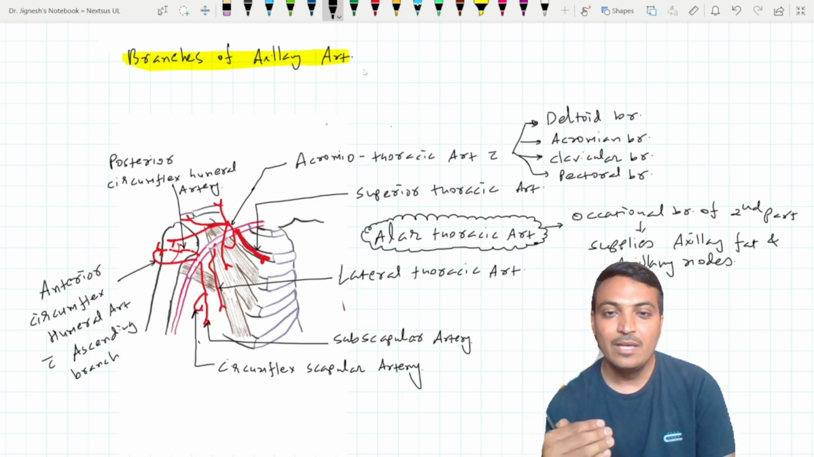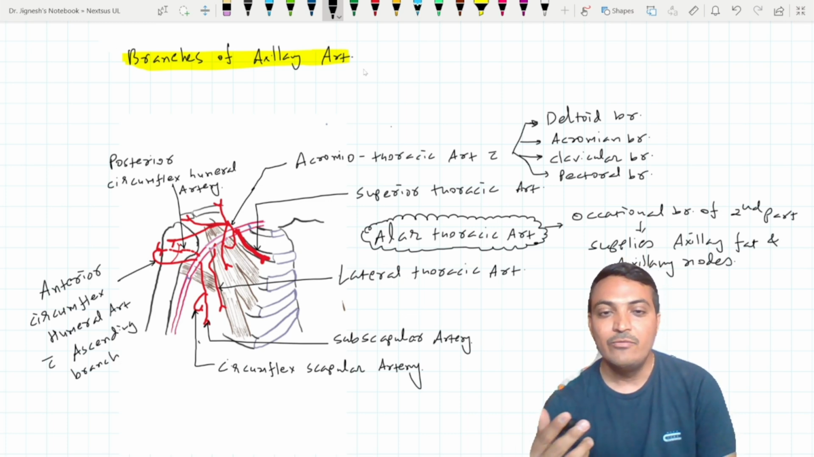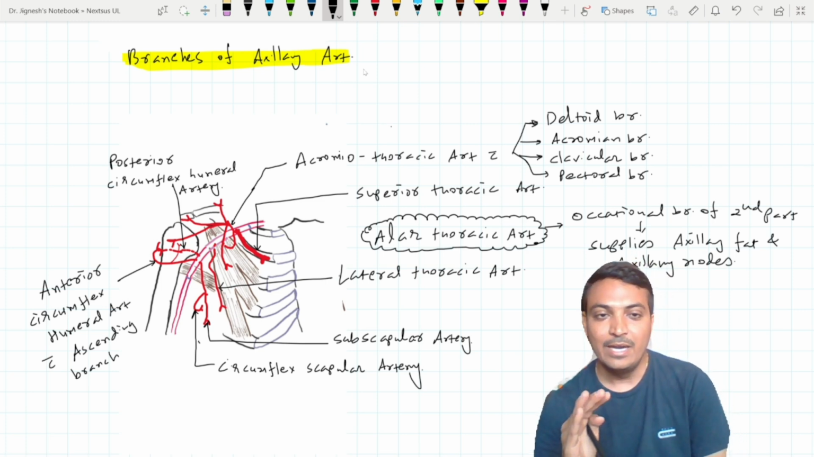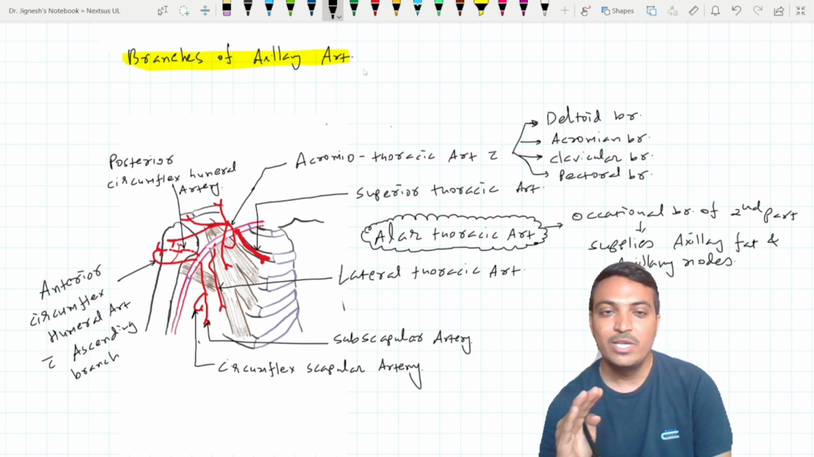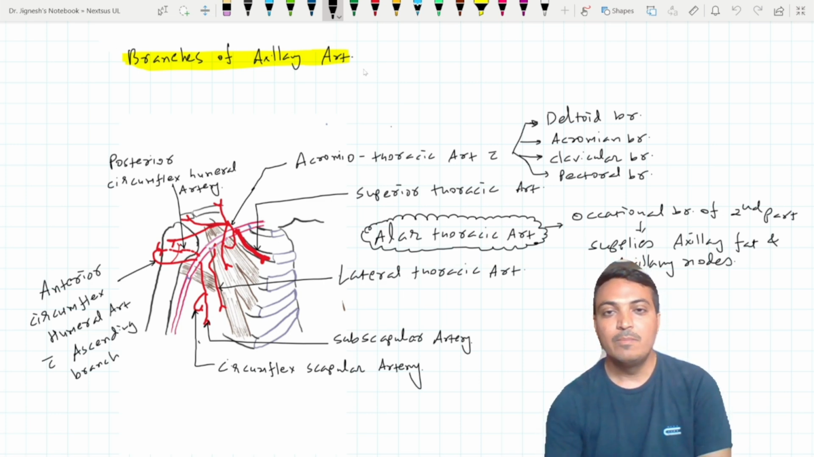The third part of the axillary artery gives the subscapular artery, which is the largest branch of the axillary artery, and which gives the circumflex scapular artery that wraps around the scapula. The other two branches from the third part are the anterior and posterior circumflex humeral arteries, which anastomose around the surgical neck of the humerus after wrapping from the anterior and posterior sides respectively. So this is all about the branches and the anatomy of the axillary artery.